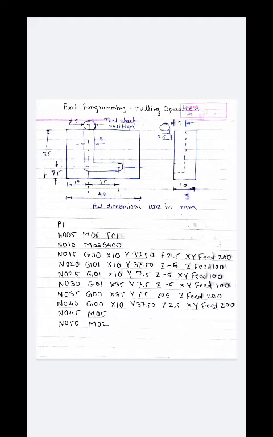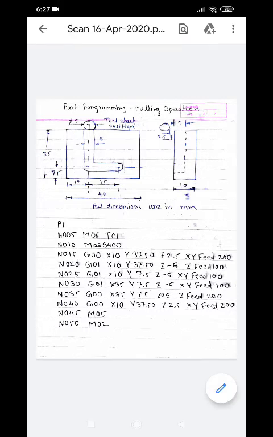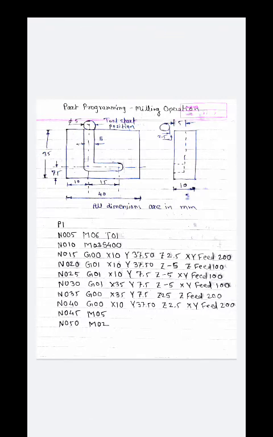The plate is given, which is 40 by 35 mm, having 10 mm thickness. The material which is removed from this plate has an L shape, using an end mill cutter. Here you can see all the dimensions are in mm. Now the first line, that is P1, the program identification number N005.